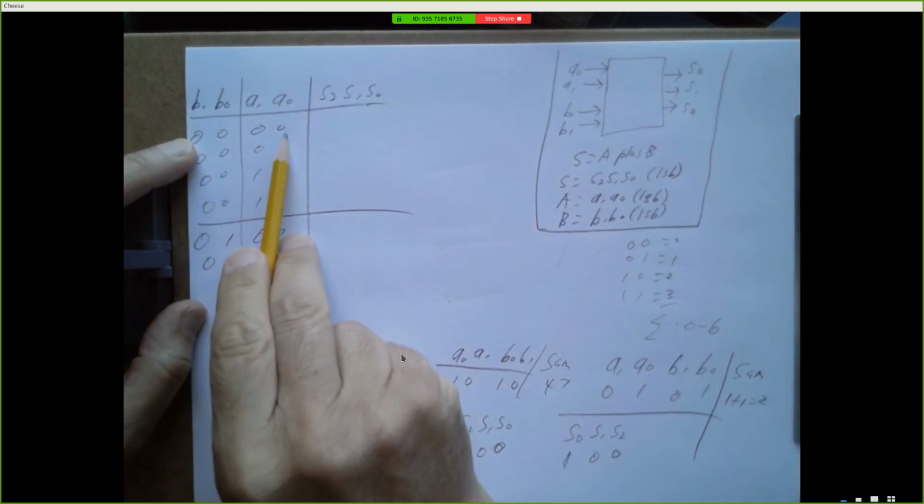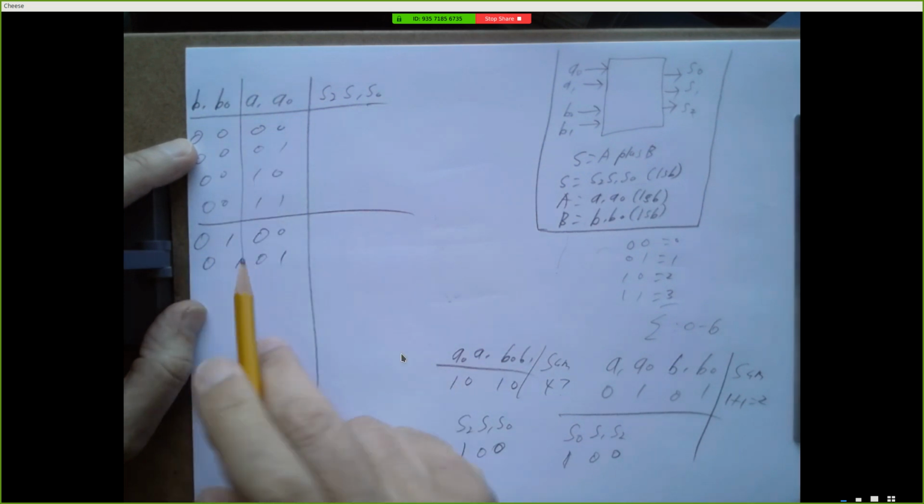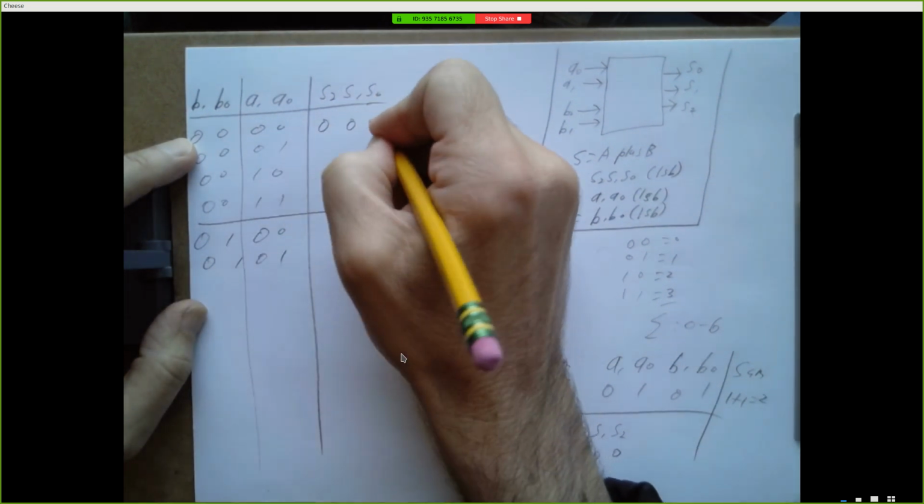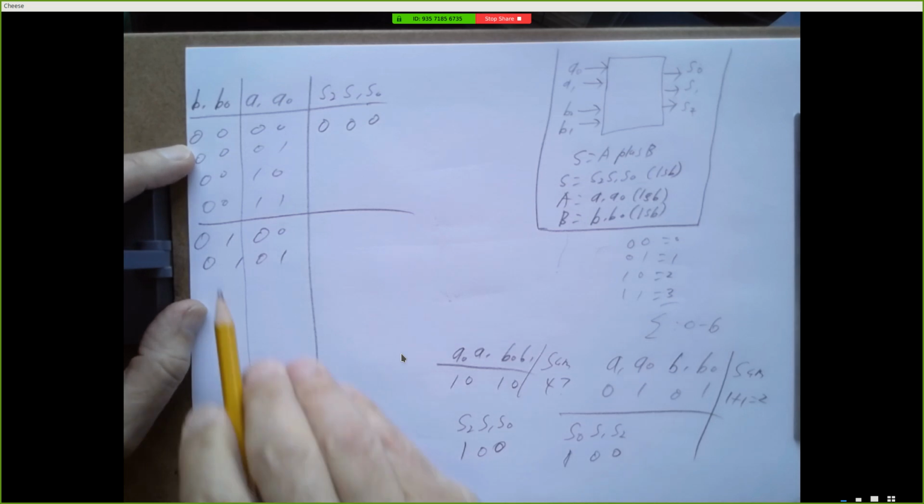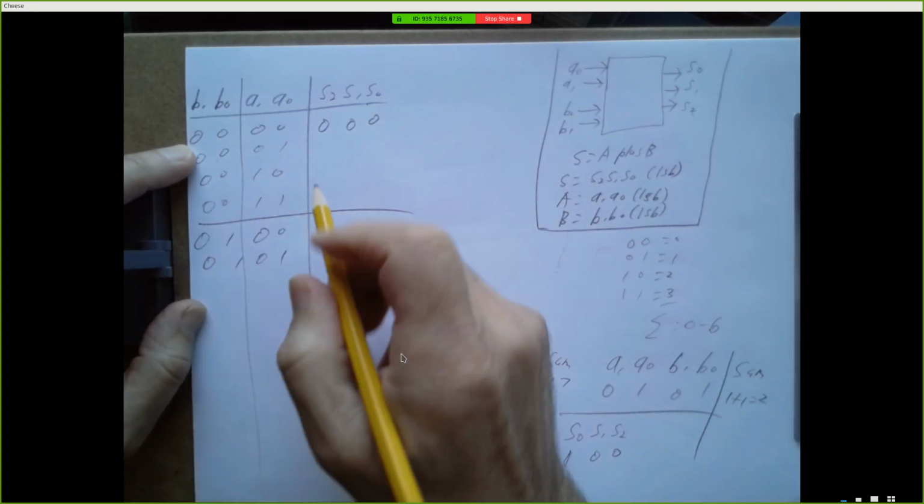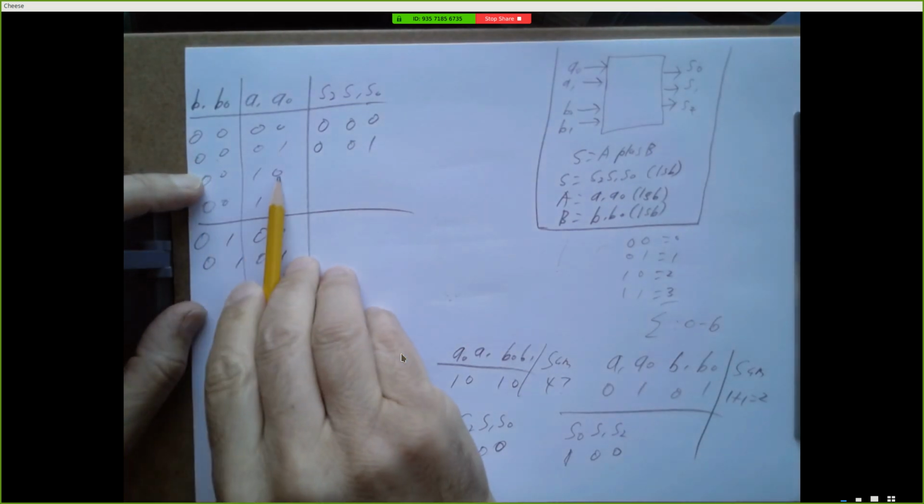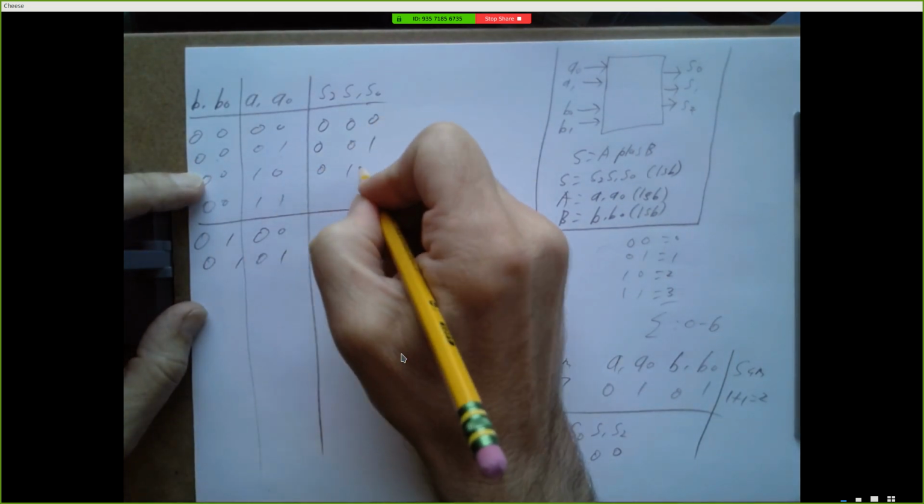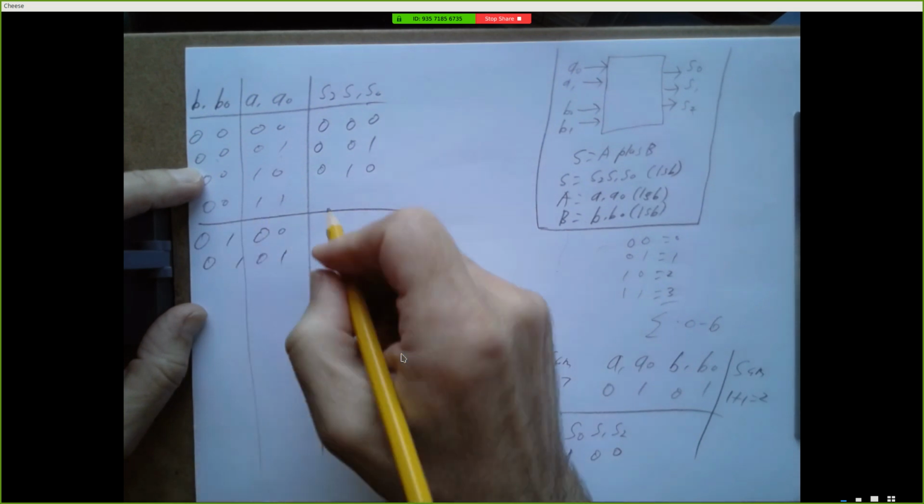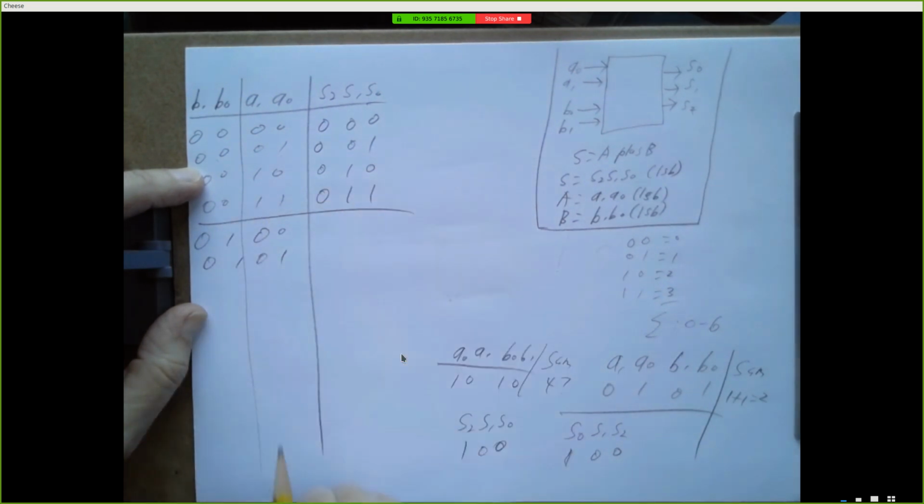Well, this is 0, this is 0. If I add 0 and 0, what should I get? I should get 0, which looks like that. This is 0, this is 1. If I add 0 and 1, I should get a 1, which looks like this. This is 0 and 2. 0 plus 2 is 2, which looks like this. This is 0 and 3. 0 and 3 is 3, which looks like this.